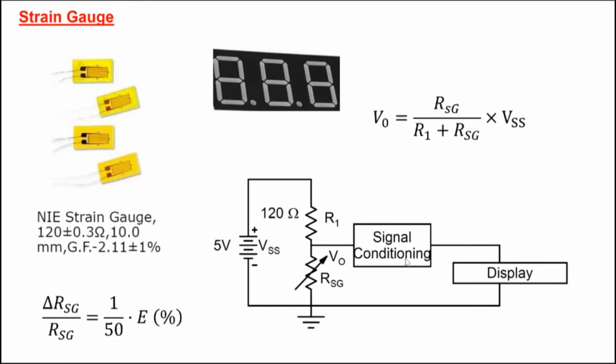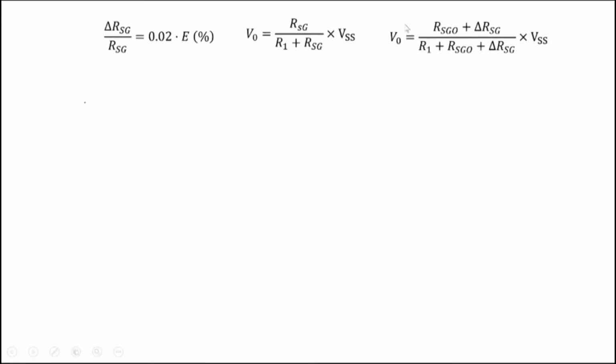Okay, let's proceed with this. We saw that the fractional change in resistance of the strain gauge is 1 by 50, or 0.02 times E, the strain here, and V naught was given by this expression. Let's put this expression into the expression for output voltage. V naught at any given point of time will be equal to RSG0 plus delta RSG. What we are saying is that the strain gauge resistance is equal to some nominal value in the absence of strain, plus an extra value which is due to the strain.